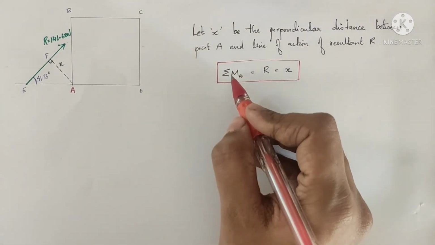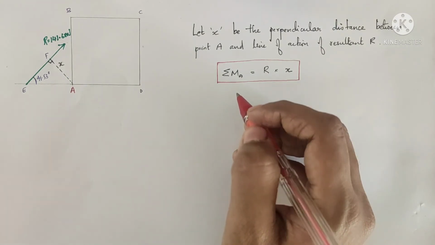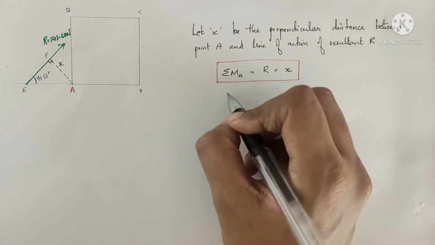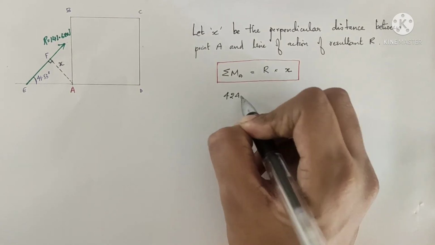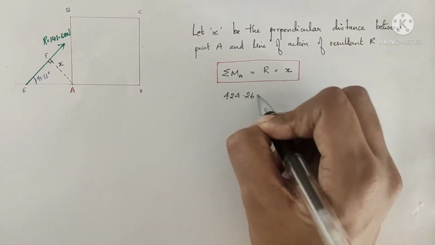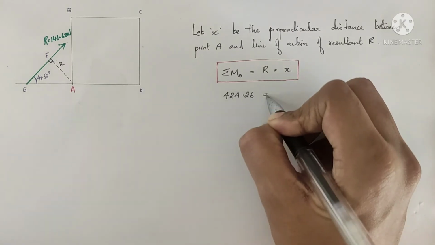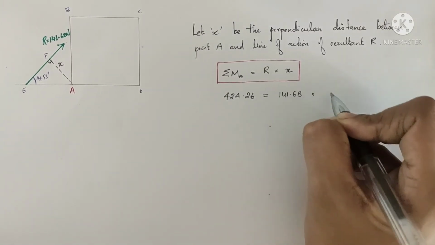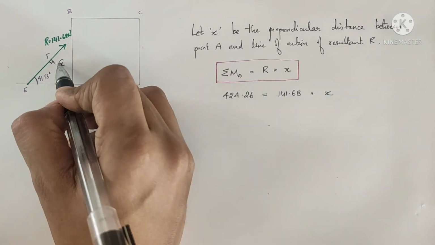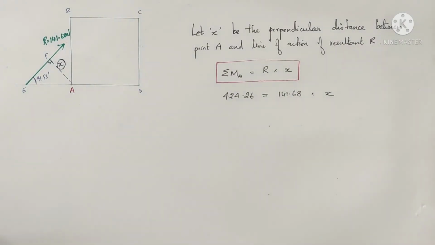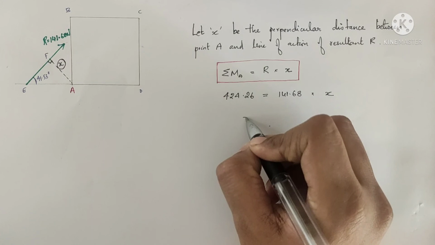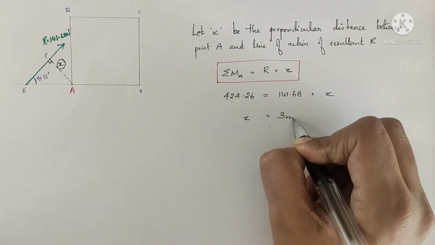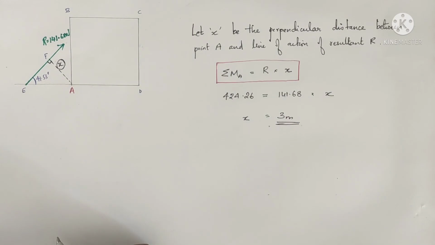So now we know what sigma MA is. We've already calculated the value as 424.26 Newton meter. We also know the resultant, the value is 141.68. So we can find this perpendicular distance x, right? So we can calculate the value for x is equal to, it's 3 meter. We get it as 3 meter.